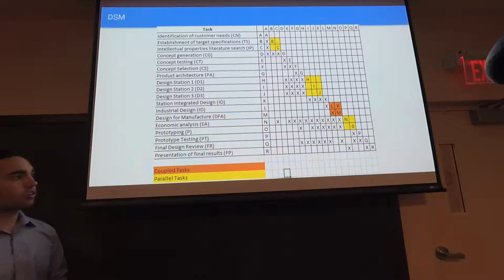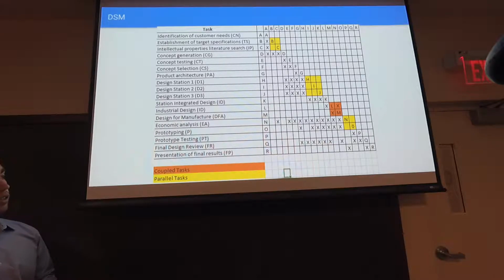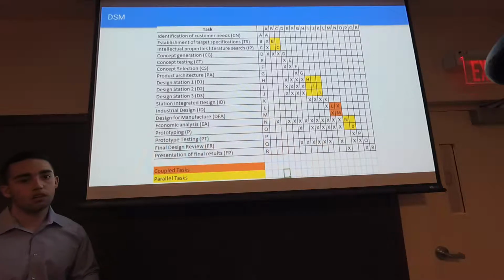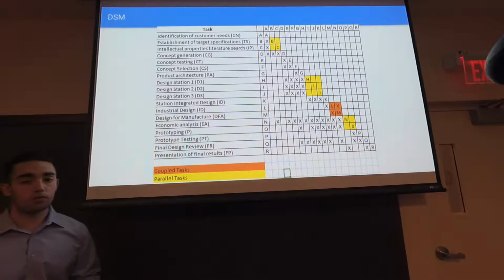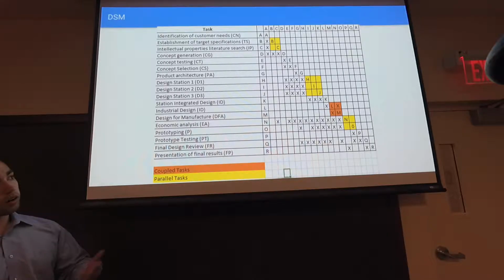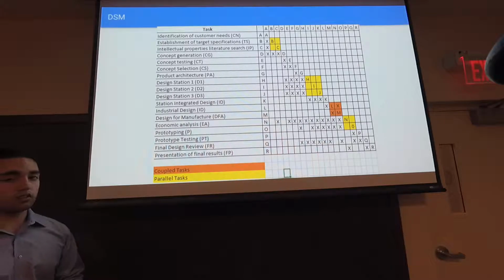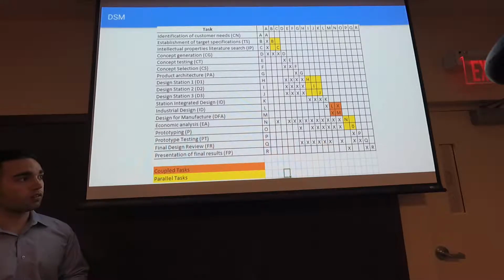Here is our design structure matrix. This can't show our status, but it does clearly show how we work tasks and their relationships to each other. So as you can see, we worked on things like establishment of target specifications and our intellectual properties research in parallel, whereas things like industrial design and design for manufacturing had to be worked on together and finished together.